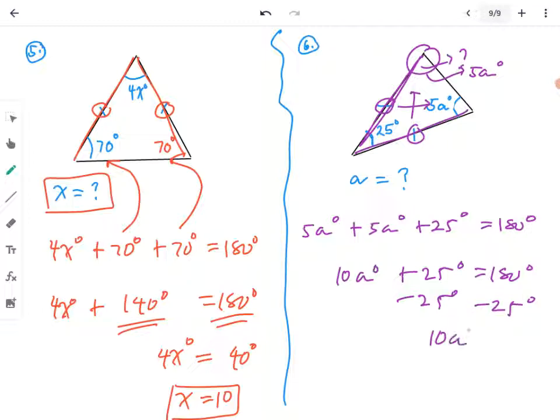we'll get 165 degrees. No, 155 degrees. Dividing both sides by 10, a is 155 divided by 10, which is actually 15 and 1/2, or 15.5 degrees, or simply 15.5. Therefore, the value of a is 15.5, or we can say 15 and 1/2. That's all for this video.